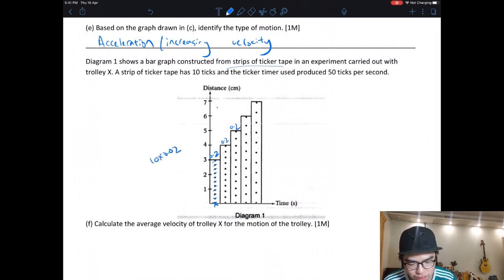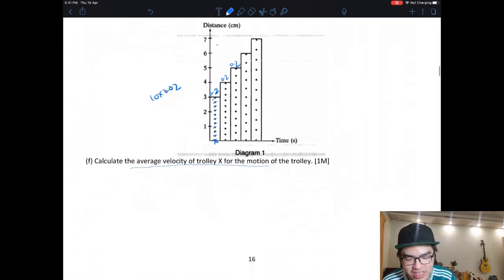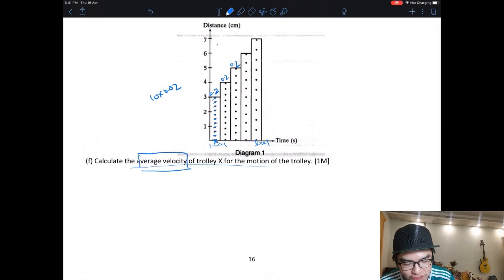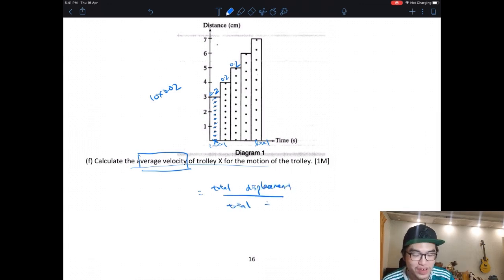Okay, so calculate the average velocity. So what is average velocity? This is physics stuff. This is initial, this is final. They don't want initial or final, they want average. Okay, what is average? Average velocity is equal to total displacement divided by total time. This is very, very simple.